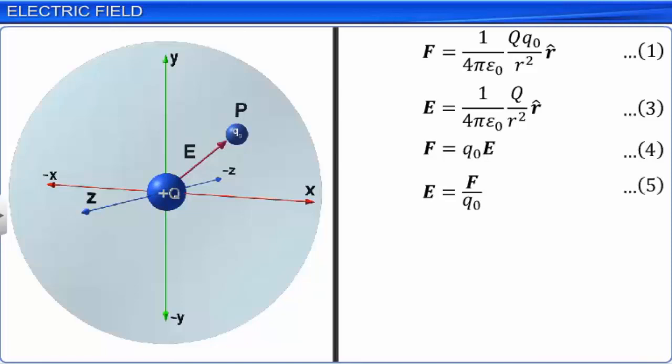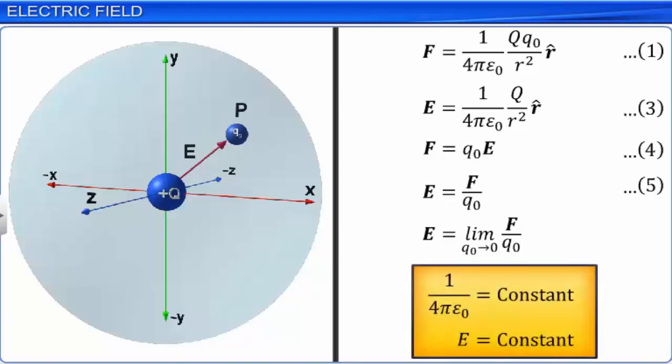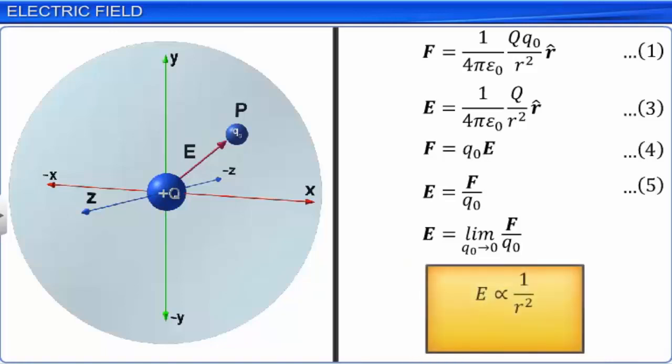The above equation is valid as long as the test charge Q0 is very small and its own electric field is negligible. Hence, at point P, we write the electric field strength E as F by Q0, limit Q0 tending to 0. For a given distance R from the source charge Q, the value of 1 by 4 pi epsilon naught is always constant, and hence E, as given by equation 3, will also be constant. Hence, the electric field strength E at any distance R from the source charge Q is independent of the test charge Q0. It varies with R cap and is inversely proportional to R square.